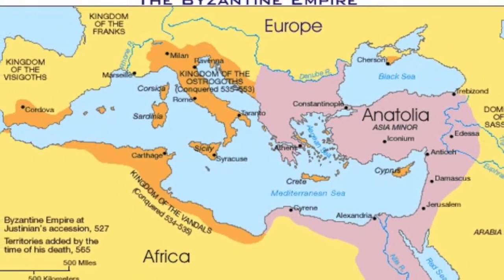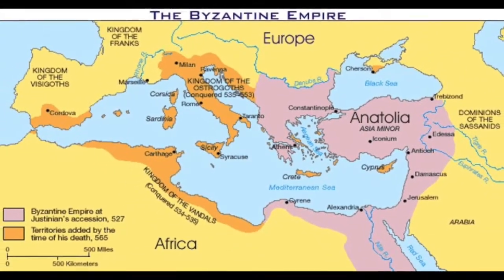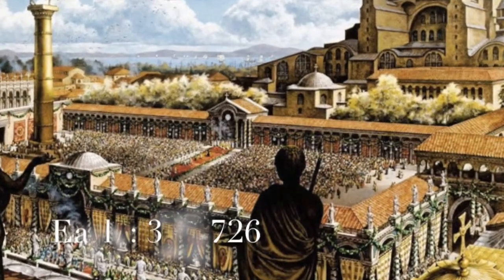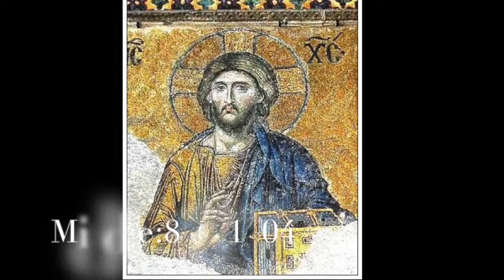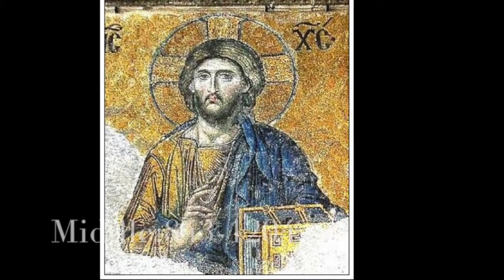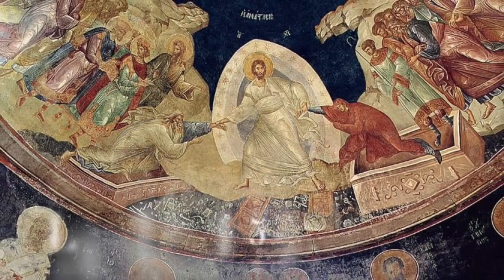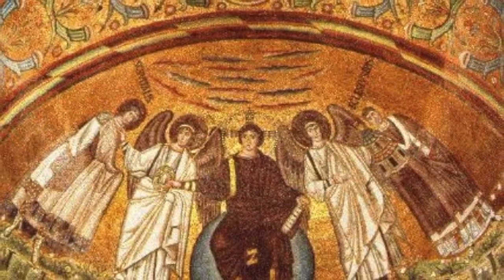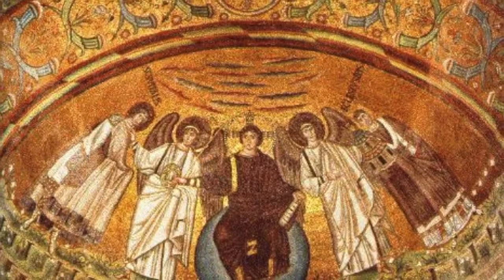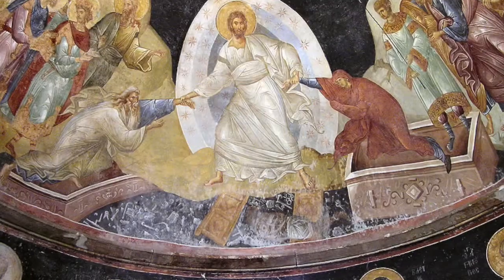Art historians divide the history of Byzantine art into three periods: the early Byzantine, extending from 324 to 726, the Middle Byzantine, taking place from 843 to 1204, and the Late Byzantine, from 1261 to 1453. The style during the Byzantine Empire was almost entirely concerned with religious expression.